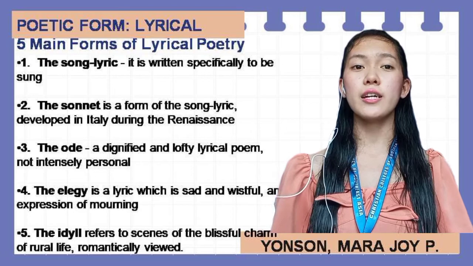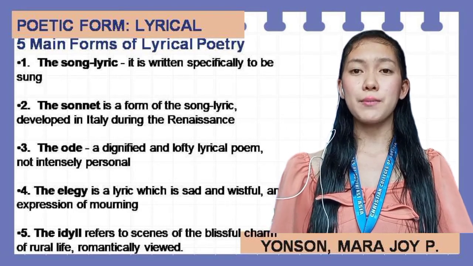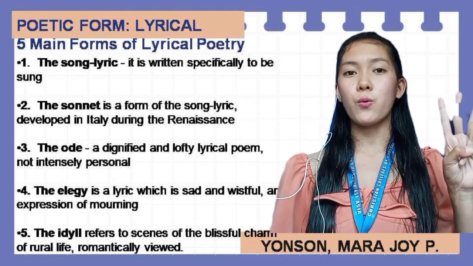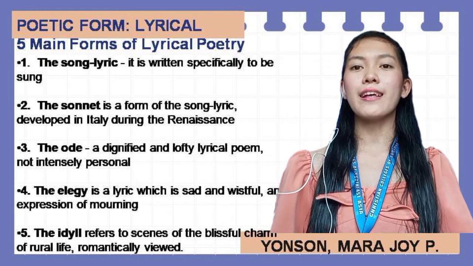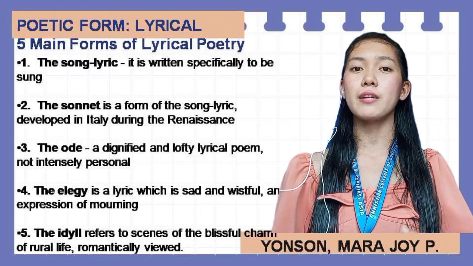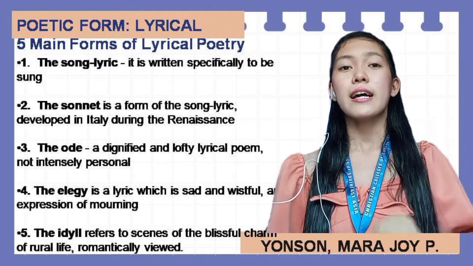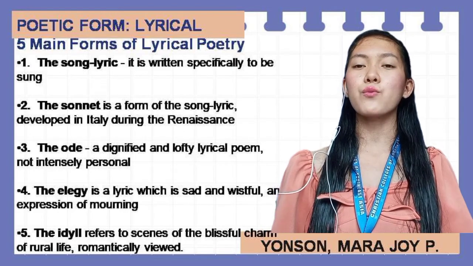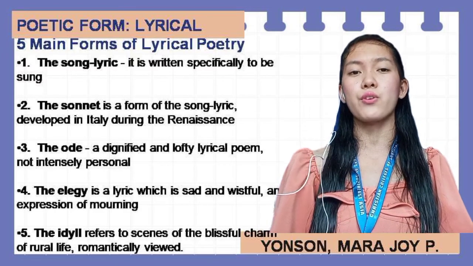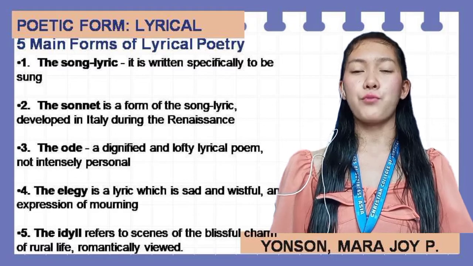As we all know, the sonnet was developed in Italy during the Renaissance, and it was imitated then developed by English writers. Third is the ode. It is a dignified and lofty lyrical poem, not intensely personal and often longer than most other kinds of lyrics. And the fourth is the elegy. It is a lyric which is sad and wistful, an expression of mourning for those who have departed, and is very often a lament for the dead.